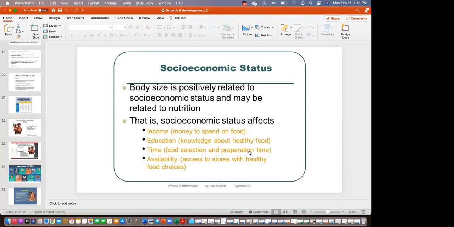Daily laborers, for example, would actually spend most of their time working. They will not have time to go and find the right choices. And even if they want to find them in urban areas, it is costly. In urbanized places, it is costly. Access to stores with healthy choices and affordability becomes a problem. So you can talk about these aspects. A simple concept: how do their income, education, time, and availability impact growth and development? You can connect through these four points to socioeconomic status.